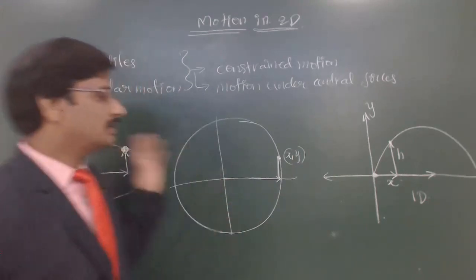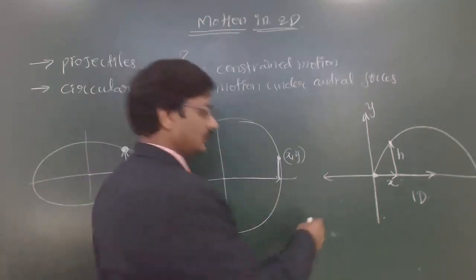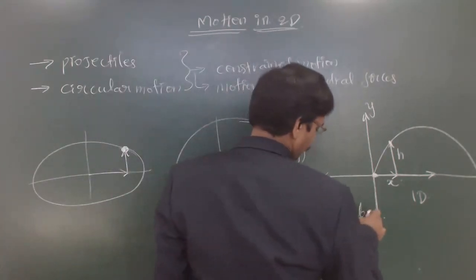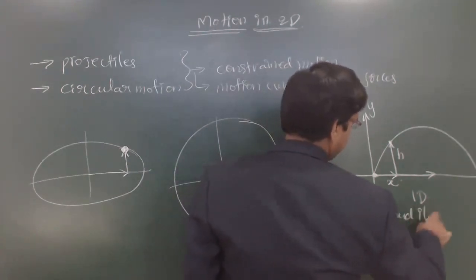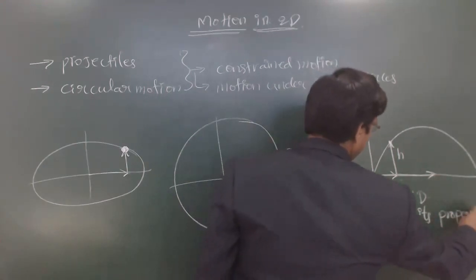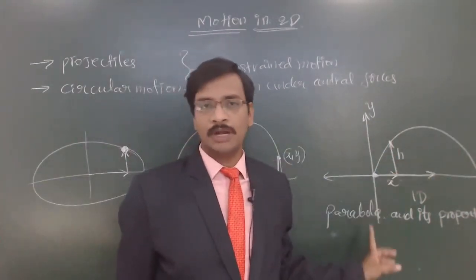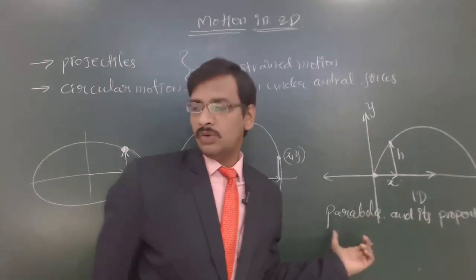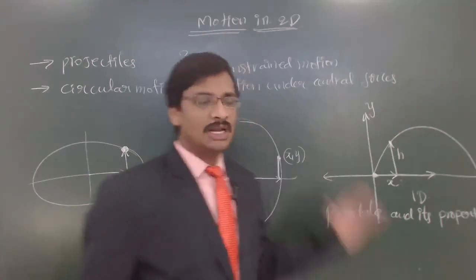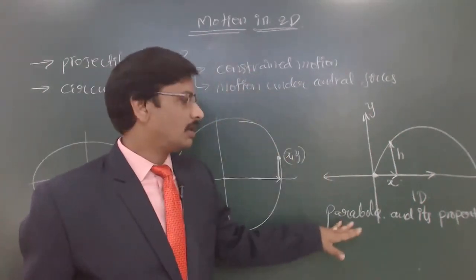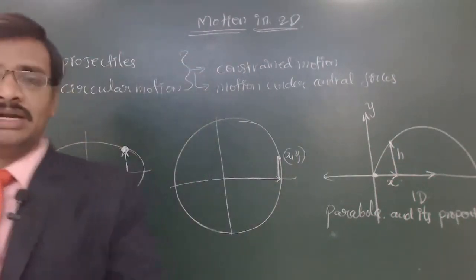Got it? For understanding 2D, at least for the projectile, we have to know the parabola and its properties, because for a projectile, a two-dimensional motion, the path will be a parabolic shape. We have to know the properties of parabolas so that we can easily understand projectile motion. Let me discuss briefly about the parabola, and then we will come back to the two-dimensional motion of projectiles today. Got it? Okay, now let us start.